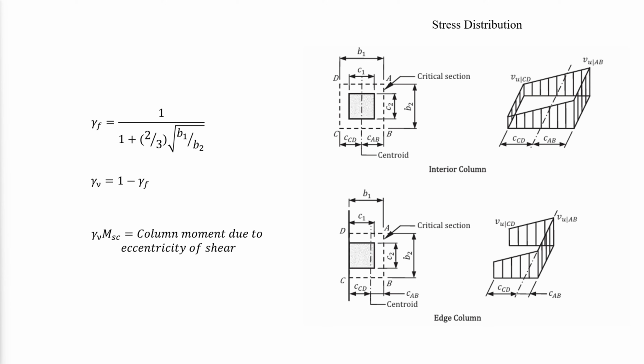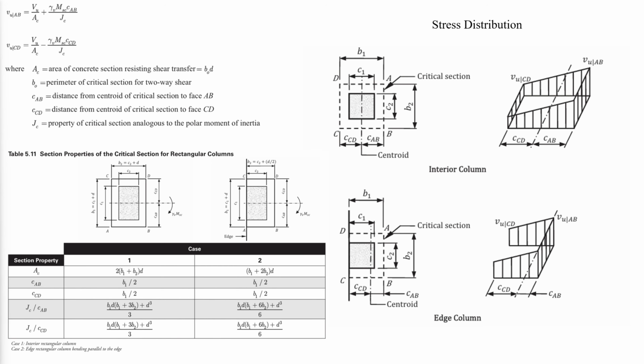Gamma V MSC is the fraction of the factored slab moment resisted by the column due to eccentricity of shear. This moment is applied at the centroid of the critical section and produces the assumed factored shear stresses shown. The total factored shear stresses on faces AB and CD of this figure of the critical section can be determined by the following equations. An example calculation of the critical section properties of rectangular columns is shown.